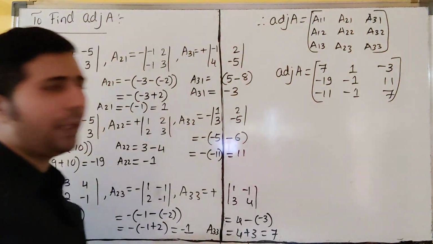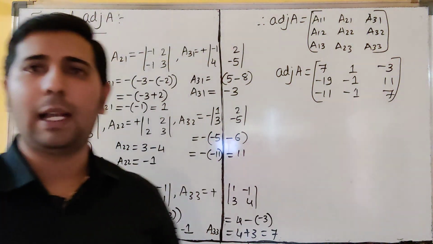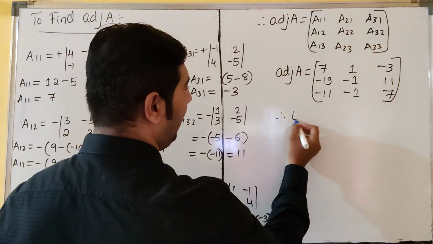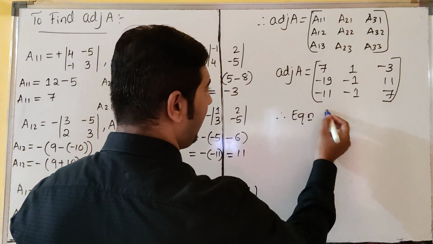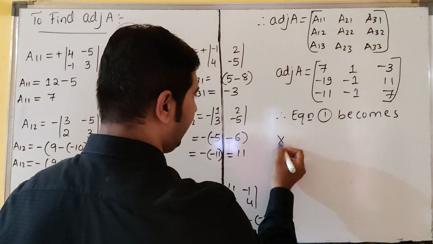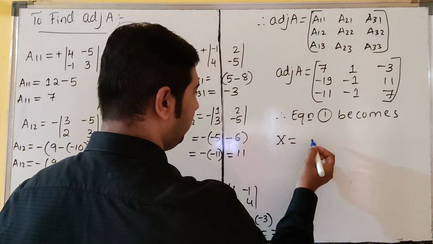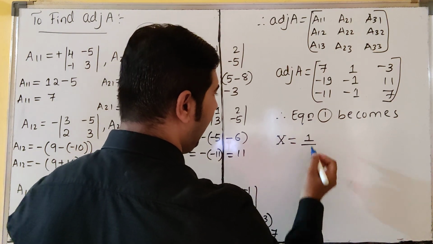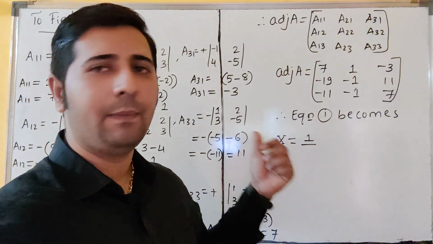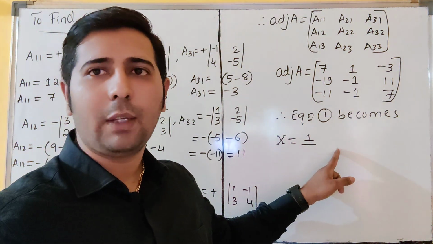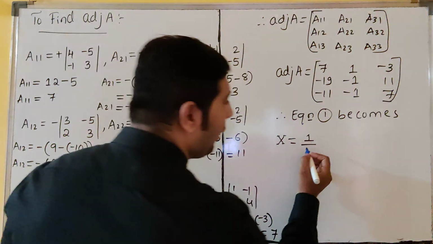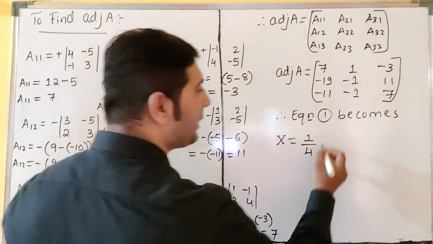So understood adjoint of A. I got the adjoint of A value, dear students. Therefore, equation 1, can you remember? Equation 1 becomes X is equal to A inverse into B, which you have written. A inverse is 1 by determinant A. Determinant A value is how much? 4, or not?